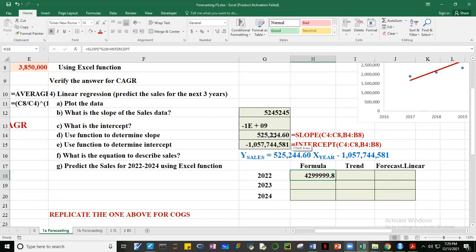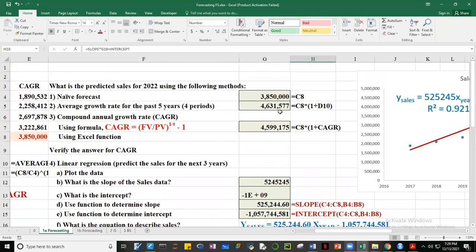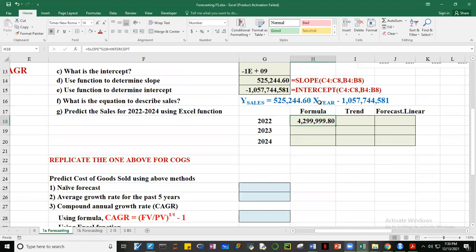Okay, copy na lang natin itong, all right. 4299. Okay, compare natin dito, guys. So yung ano natin, yung using the average growth rate 4.6, tapos using CAGR 4.599 million. So mas conservative ng konti yung ano natin, yung regression 4299. So that's around 4.3 million. So that's our formula. And then we can easily copy this down. There. Okay, so forecasted sales for 2022, 2023, and 2024.